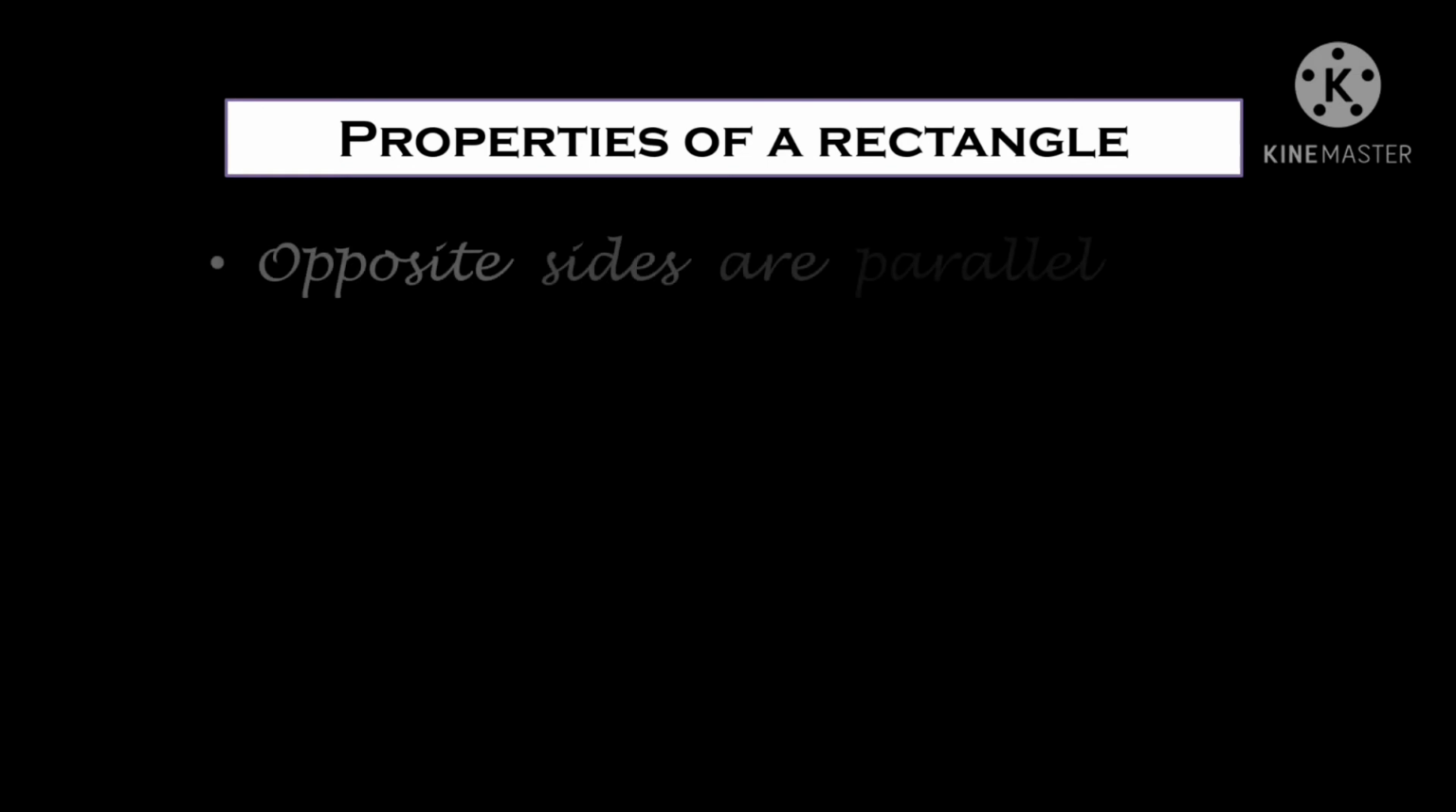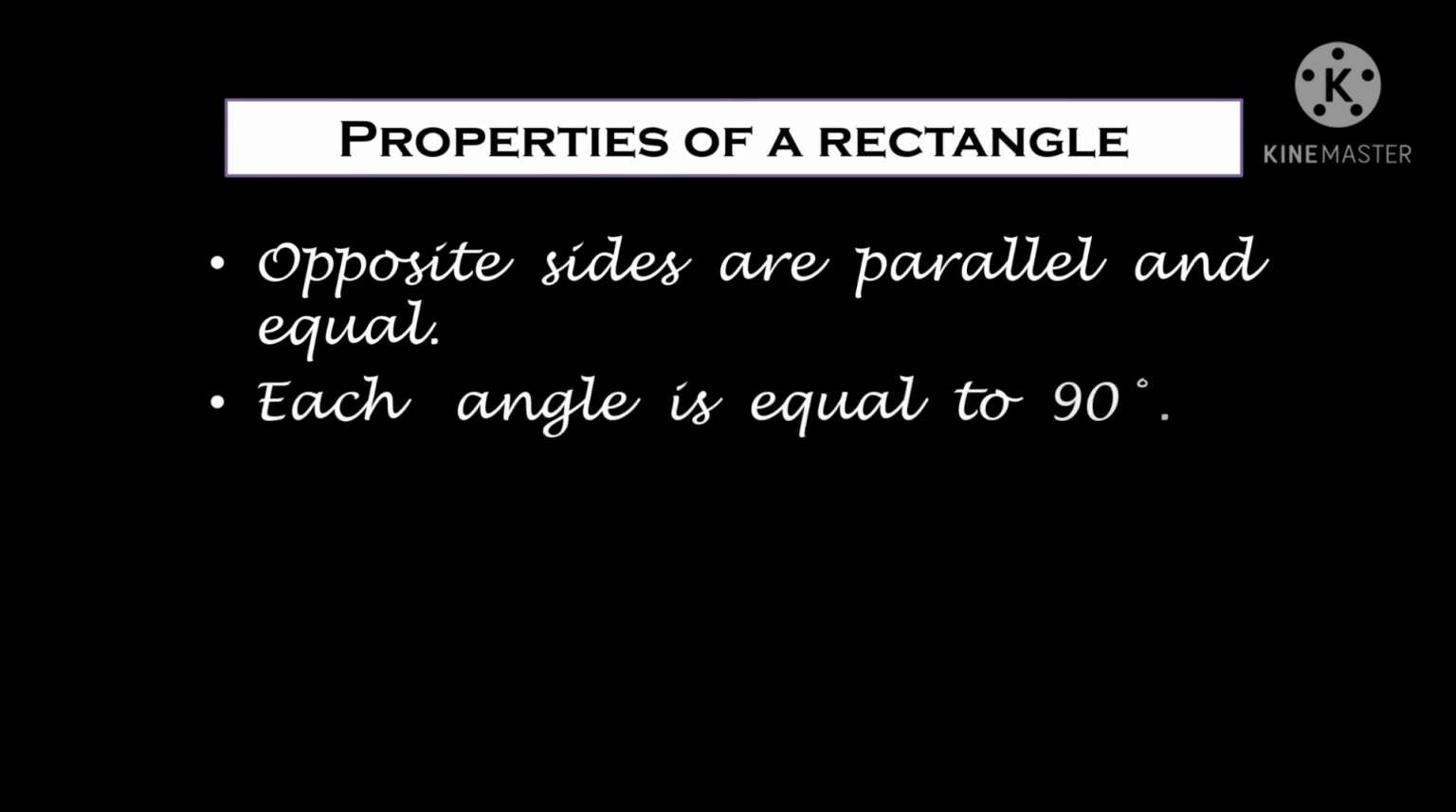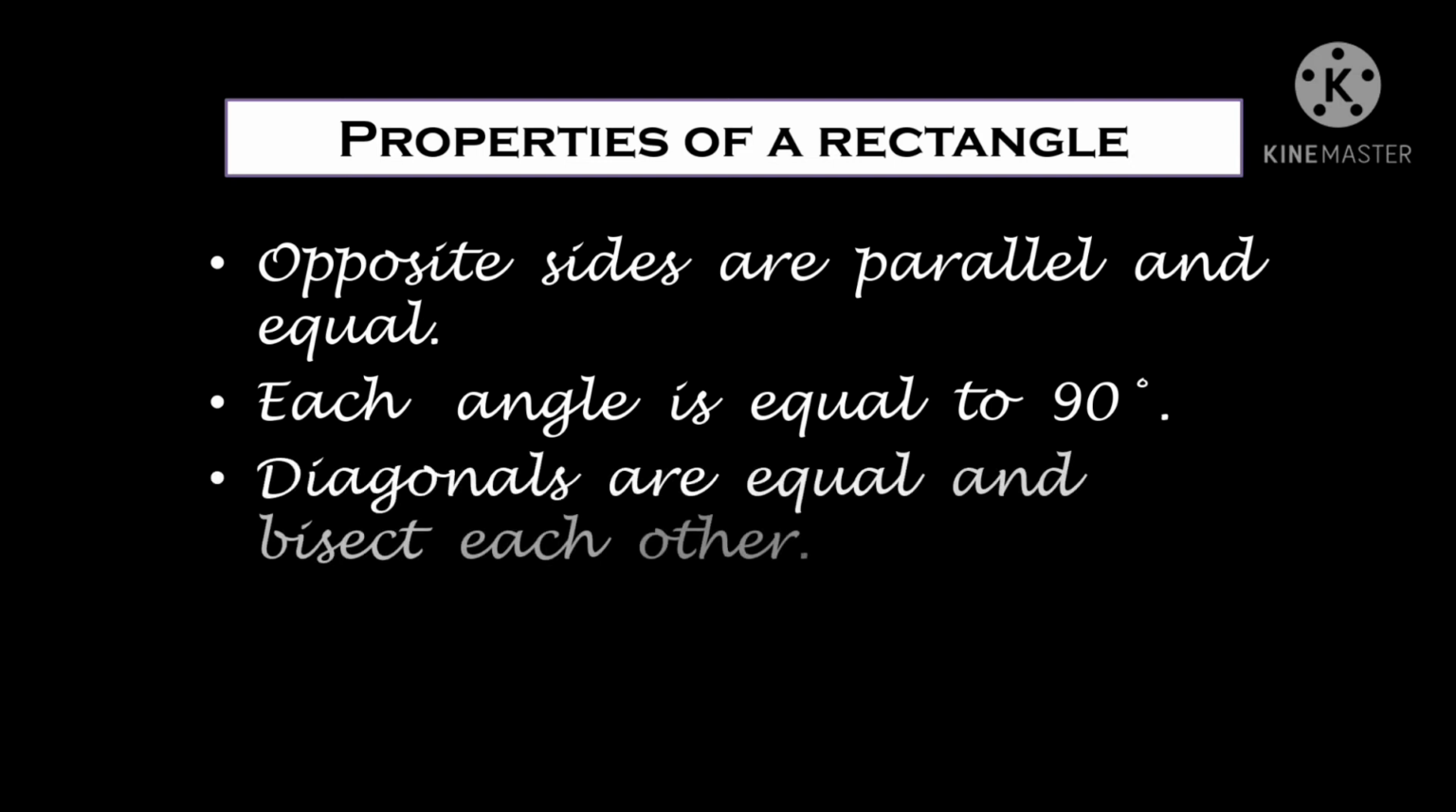Next, you'll see here opposite sides are parallel and equal like in a parallelogram, because a rectangle is also a parallelogram. Here the extra property is each angle of it is equal to 90 degrees and diagonals are equal. In a parallelogram the diagonals need not be equal, but in a rectangle the diagonals are equal and bisect each other. So the extra two properties we see here are each angle is 90 degrees and the diagonals are equal. That's why it is a special parallelogram.